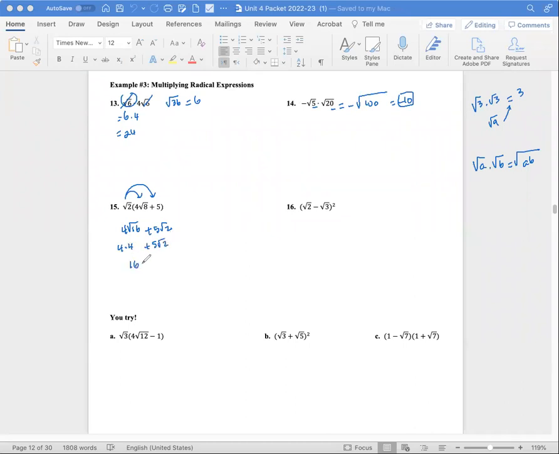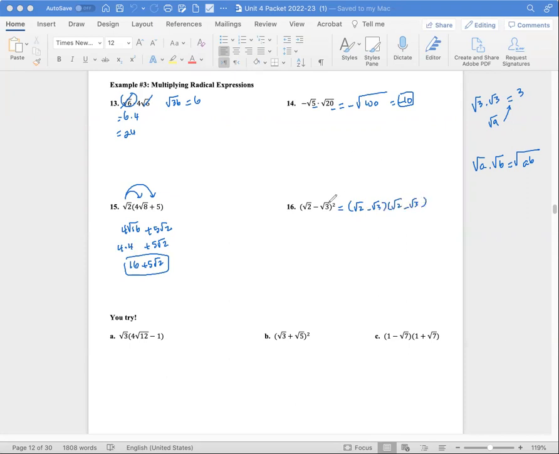4 times 4 is 16, so this is 16 plus 5 root 2, and you're done. Okay, you always need to simplify radicals. Now, square root of 2 minus square root of 3, quantity squared, you can write this twice, like this. That's what's meant to be.